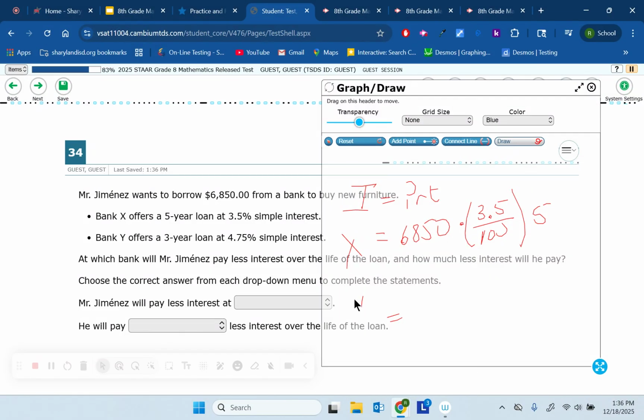And then bank Y is going to be the same number, 6,850 times 4.75 over 100 times 3. And so one of these will give you a lower interest rate. It's going to be 3, right? Then you pay less. The 3-year loan is the better offer.